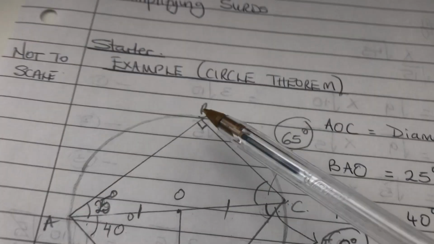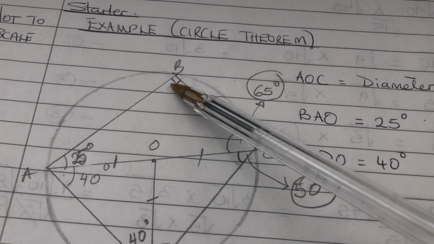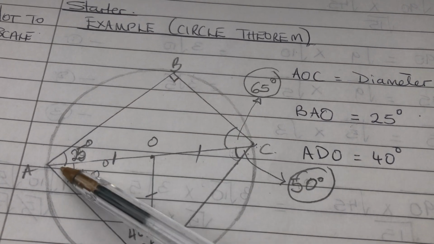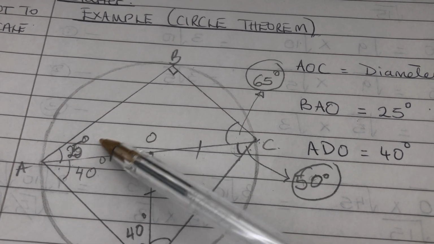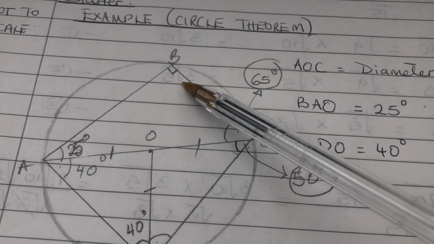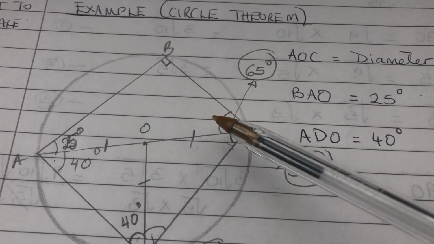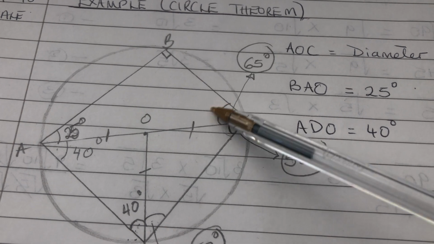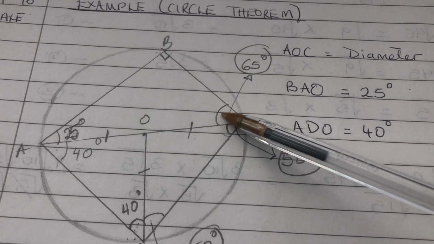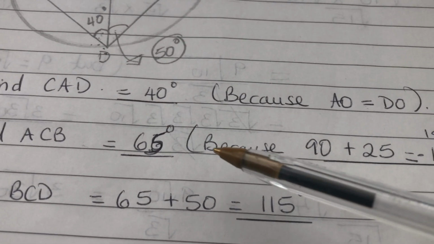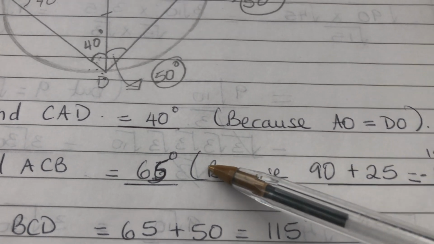Or if I take this as a triangle, 25 plus 90 plus something should give me 180, and the only thing that I can get here is 65. So that is 65 here.